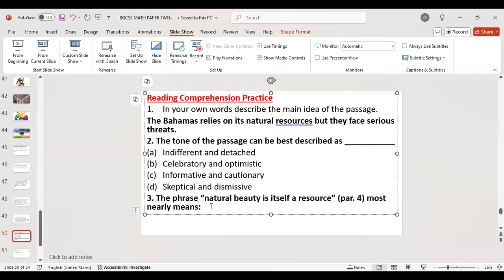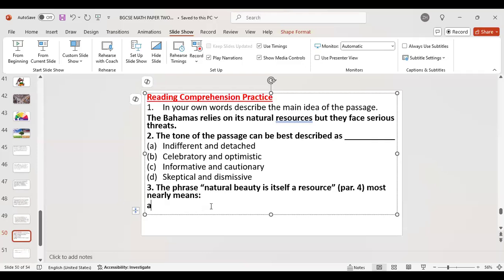Should I give you all options? Yes. The economy thrives off the natural beauty as well. Okay, let me give you some options. A, tourists visit the Bahamas because of its landscapes and environment.